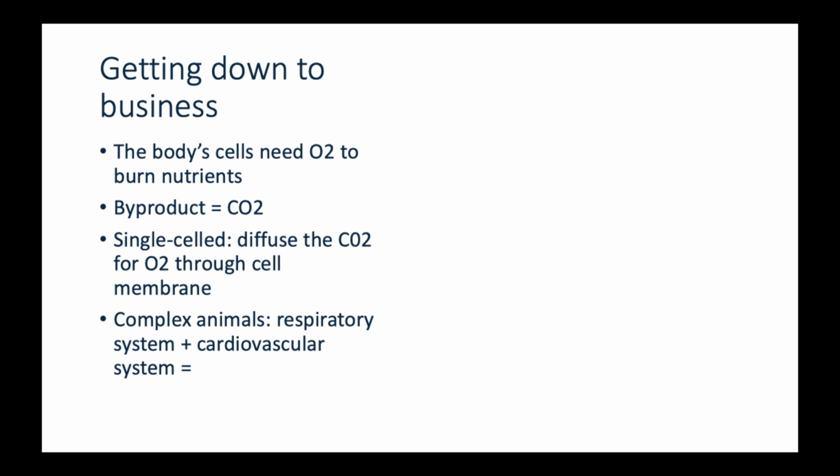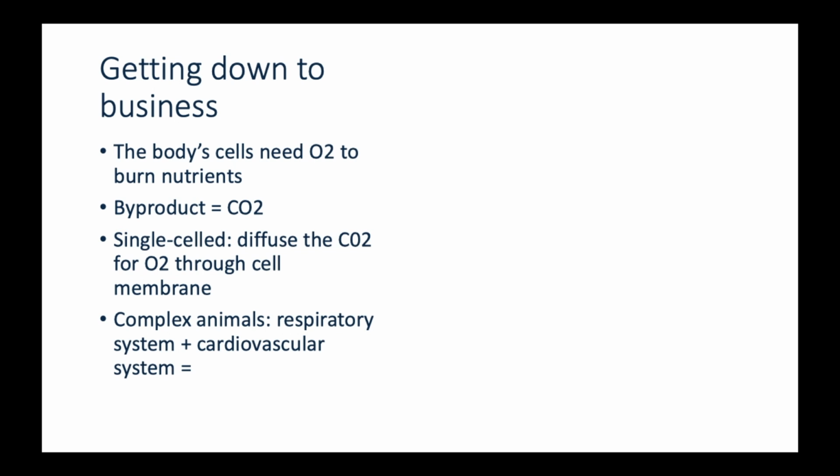All right, so getting down to business. The body's cells need oxygen to burn nutrients, to acquire and take in that energy. The byproduct of this burning of nutrients is carbon dioxide. Single-celled organisms diffuse CO2 for oxygen directly through their cell membrane. But of course, in complex animals, we're so big that our cells are not directly at the surface to acquire oxygen. We have cells all through the body that are deep.